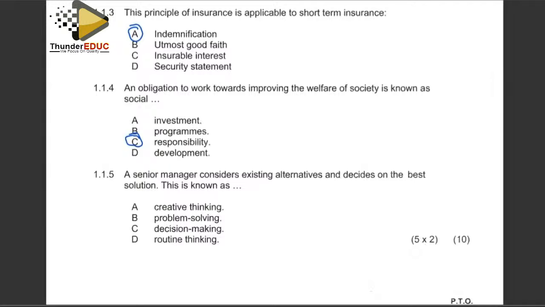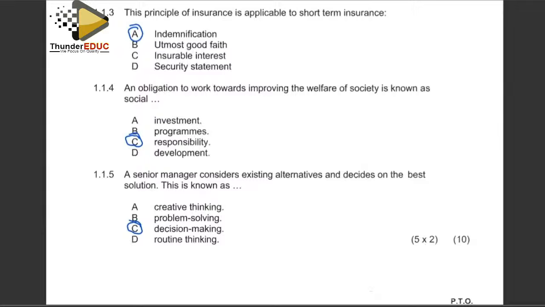Okay, right. So now moving on, grade 12, we have 1.1.5 that reads as follows. A senior manager considers existing alternatives and decides on the best solution. This is known as decision making. Okay, right, grade 12. So now we are done with section A. We are done with our question 1.1. So now let's move on to 1.2, still under the same section.